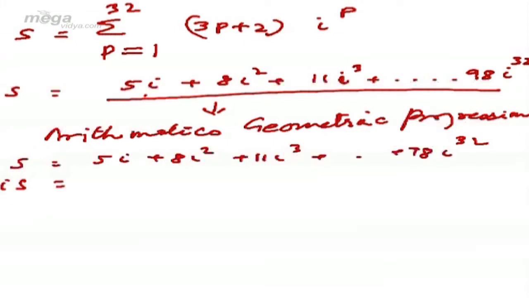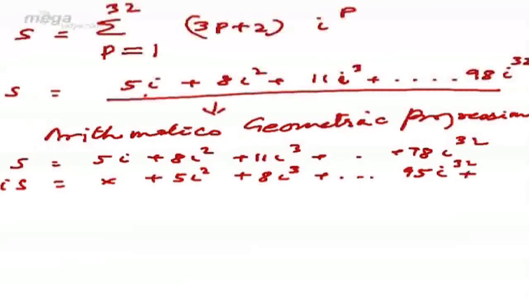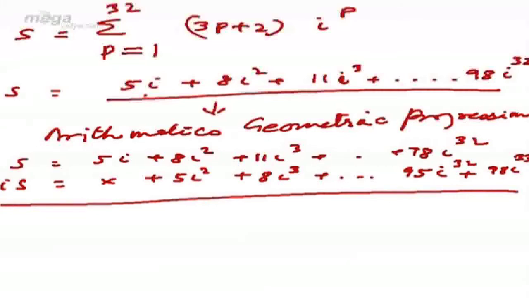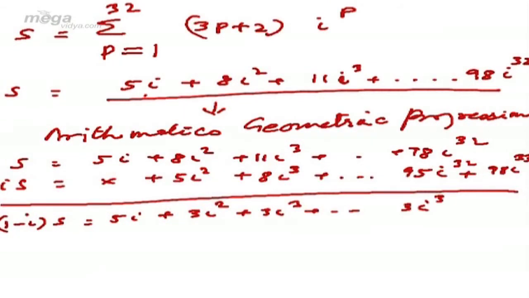You take S, then you multiply it by i, and you leave the place of the first term and write the progression. It will become 5i square, the second term will become 8i cube, till the second last term will become 95i to the power 32, and the last term will become 98i to the power 33. Now we subtract it, then the left hand side will become (1 minus i) into S equal to 5i, 3i square, 3i cube, till 3i to the power 33, minus 98i to the power 33.